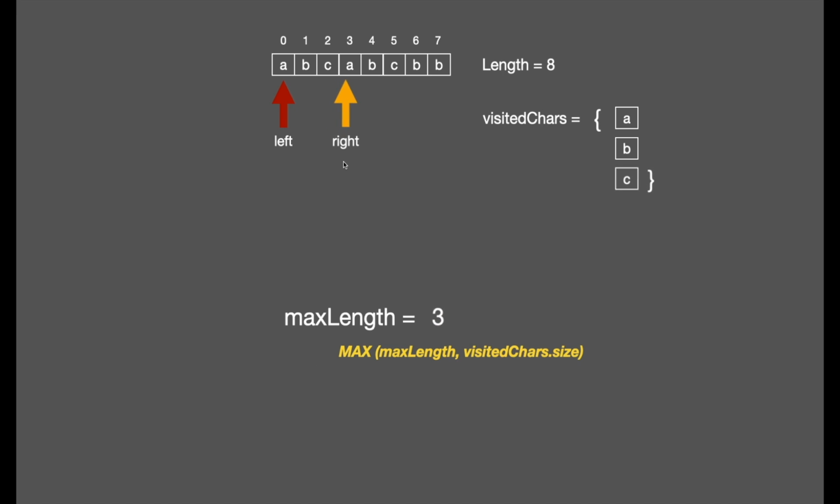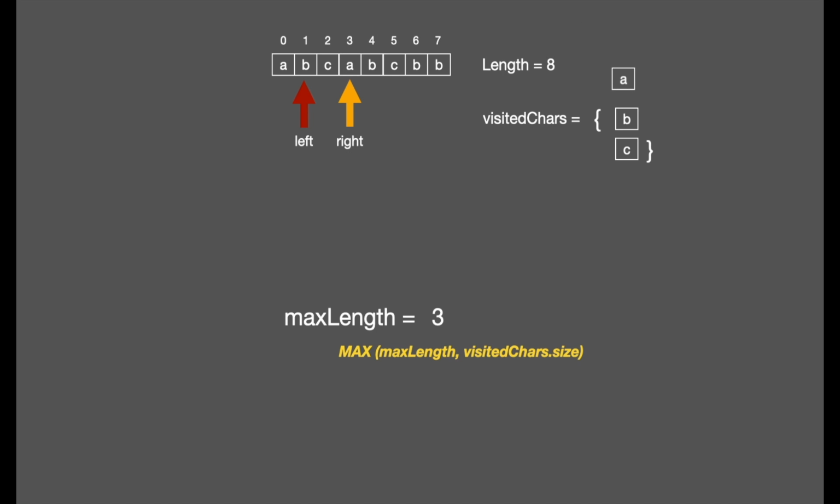Now again we move the right pointer by 1 and then again check the new character in the visited characters, the A, which is already there, right? So we are not going to take any action from the right side. Instead what we are doing is we are going to remove the left pointer character, and then we move the left pointer by 1.